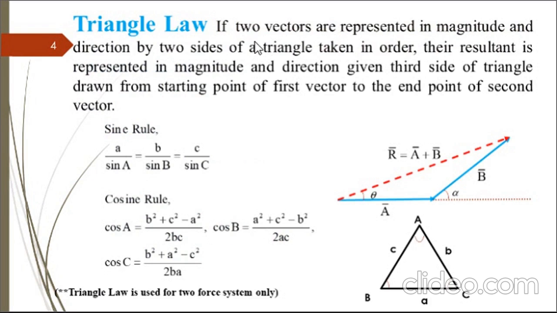It says that if two vectors are represented in magnitude and direction by two sides of a triangle taken in order, their resultant is represented in magnitude and direction by the third side of the triangle, drawn from the starting point of the first vector to the end point of the second vector.